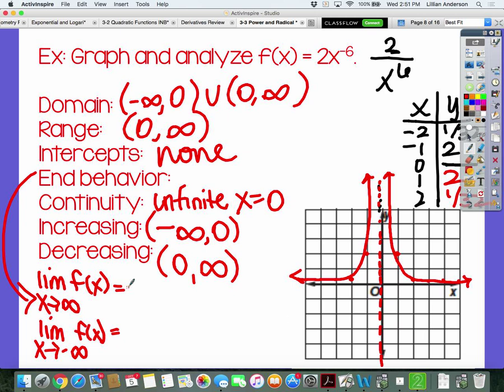As x approaches positive infinity, the bigger that x gets, what's happening to y? It's getting smaller, approaching 0. And as x approaches negative infinity, it's also approaching 0. So basically, remember, in end behavior, what's happening at the ends? What's happening to the y values at the ends? They're getting closer and closer to 0.